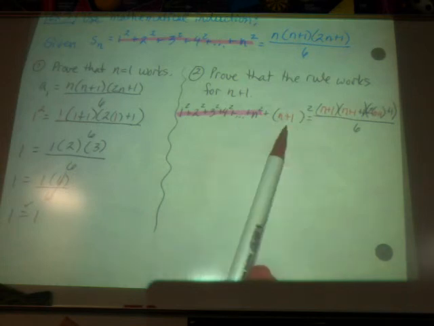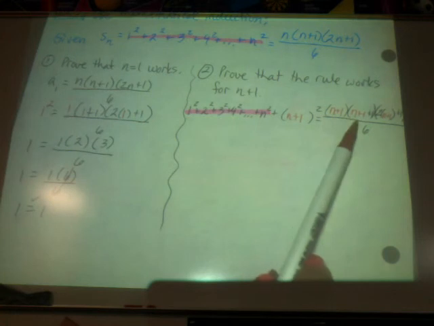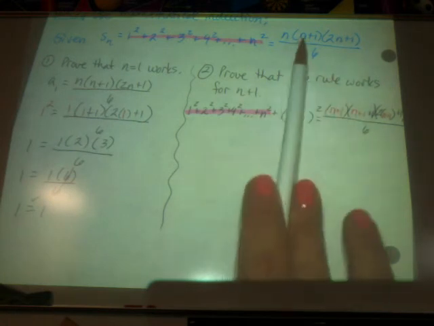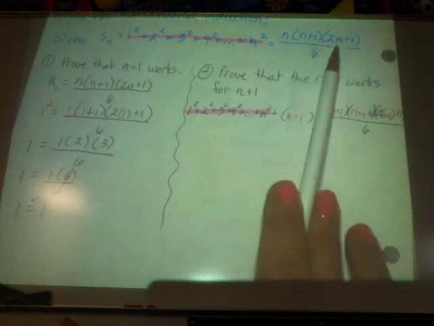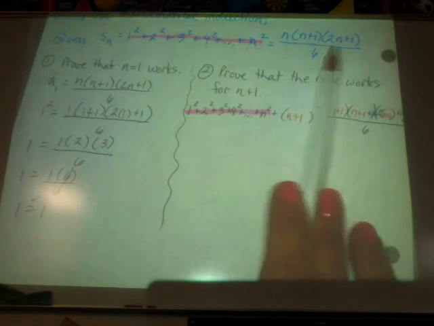This one here? This one here? N plus one plus one. Because it's N plus one here, so I'm replacing that N with N plus one. Right? That one gets replaced with N plus one, so it's two times N plus one plus one.